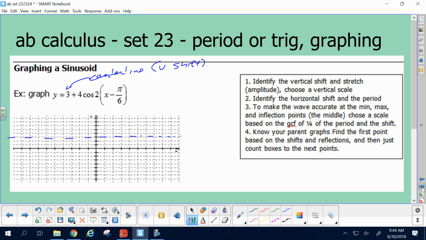What's the 4 represent? The amplitude. From the center line, we could either go up 4, putting us at 1, or down 4, putting me at -7. What's the range for this graph?